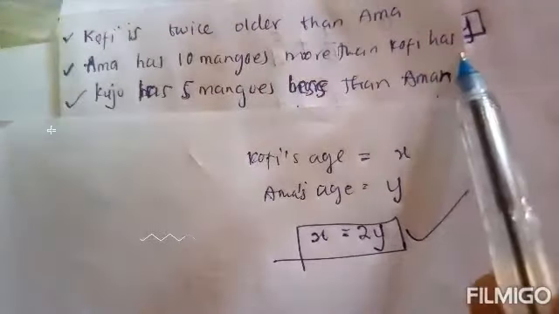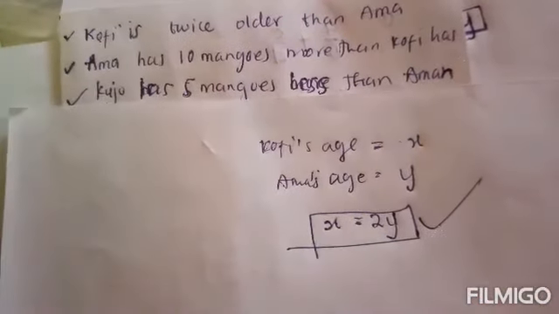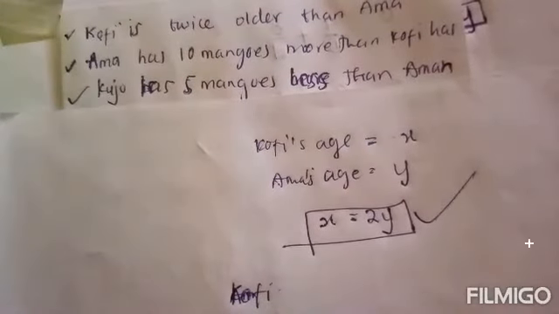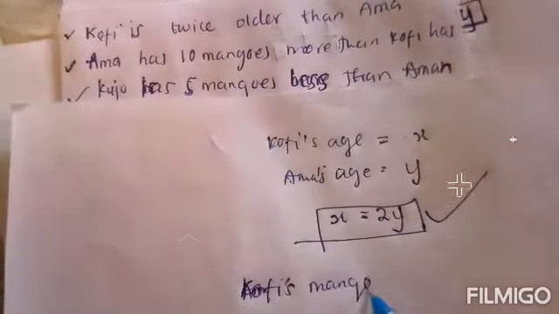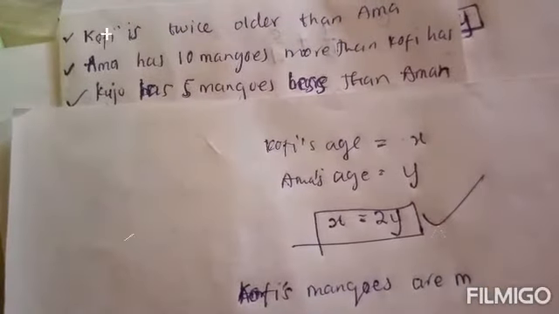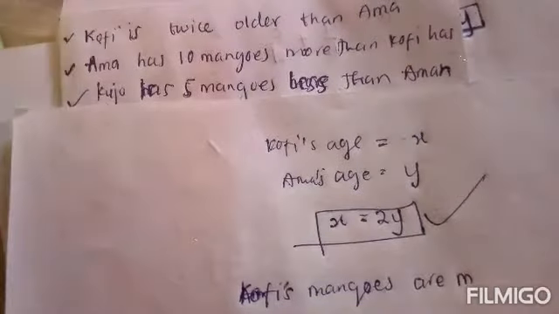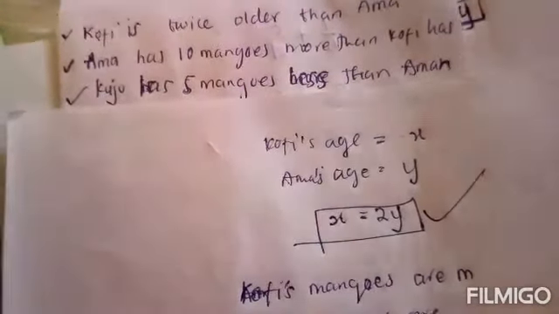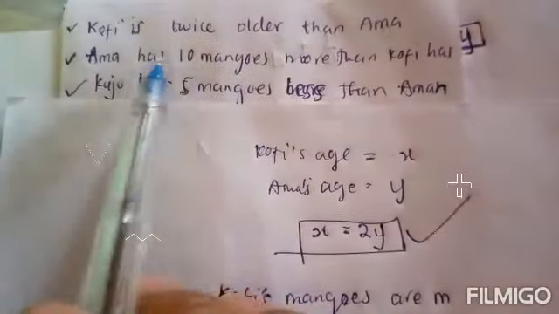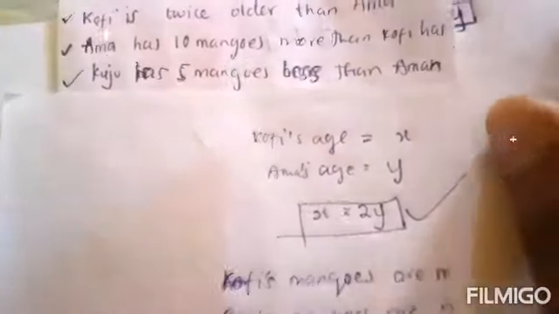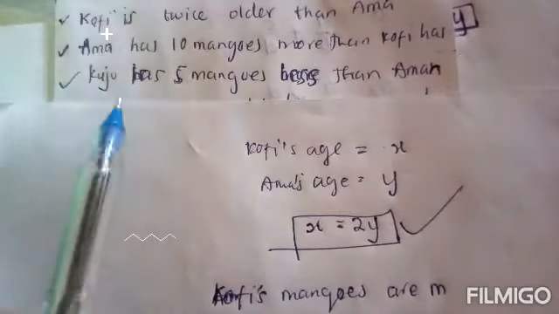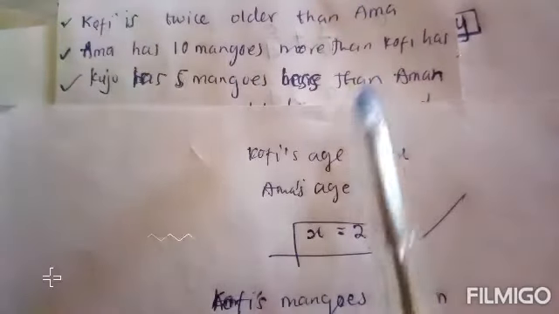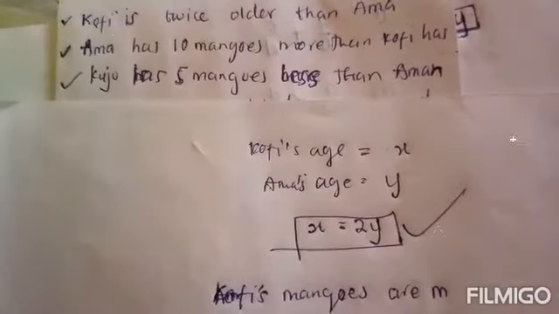Amma has 10 mangoes more than Kofi. Amma is having 10 mangoes more than Kofi. So let's say the number of mangoes that Kofi is having, let's say Kofi's mangoes are M. We don't know the exact number of Kofi's mangoes, but we only know that Amma's mangoes are 10 more than that. So let's say Amma's mangoes are N. So if we want to express this statement in an algebraic expression, then the number of Amma's mangoes, that is N, is equal to Kofi's own plus 10. You understand? So N equals M plus 10.